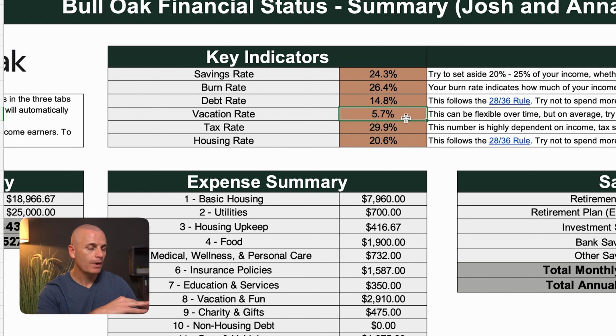Now, this vacation rate is a number that we made up on our own because we didn't really see any good data on how much you should actually spend per year on just vacations. And this is a question that we often come across. And so we think that best practice is to try to stick to a number that is about 5%.